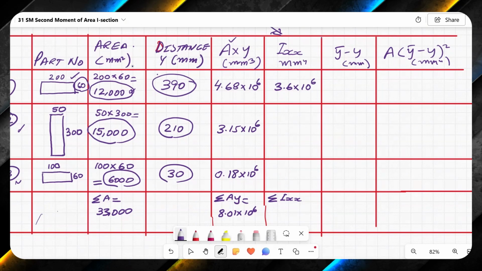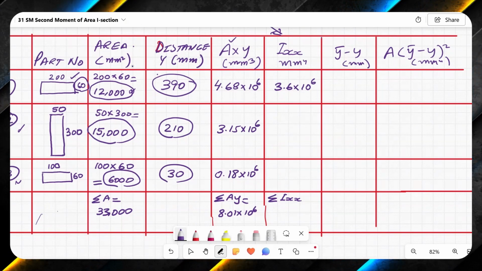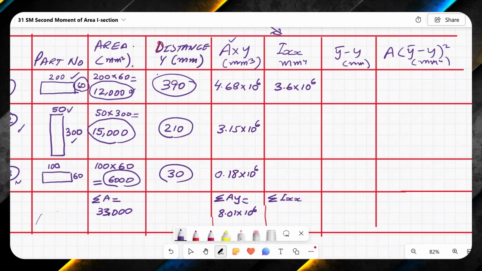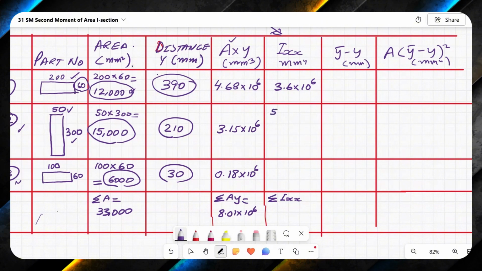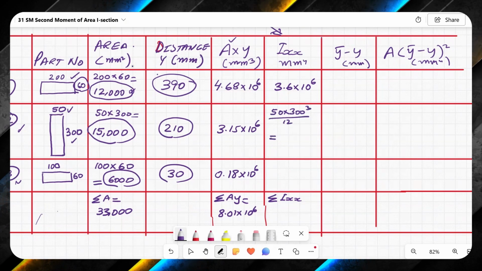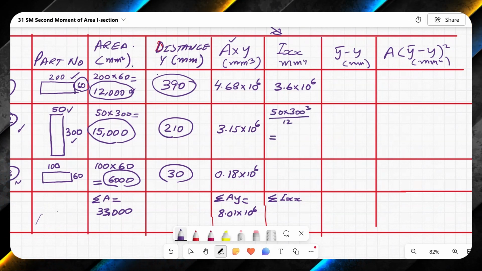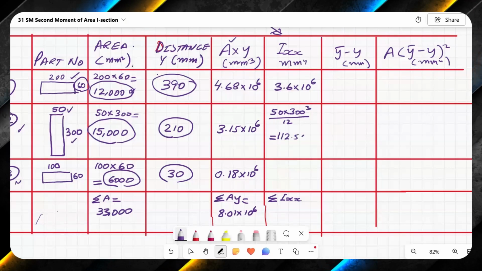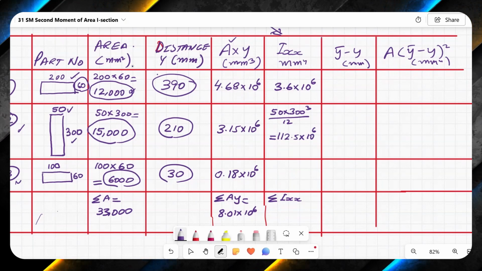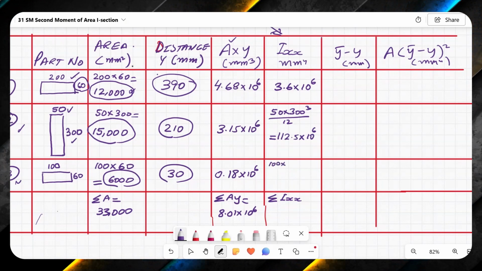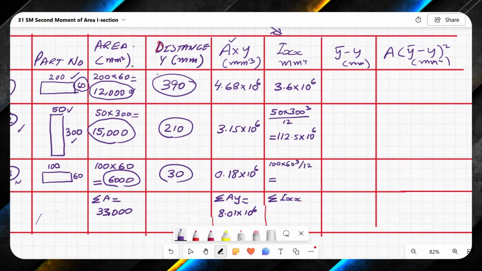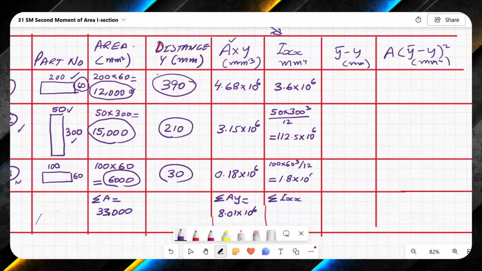And I'm using the same logic. And here B is 50 and D is 300. So BD cube over 12. It means that 50 times 300 cube over 12. And the value which I'm getting is 112.5 into 10 raised 6. And finally, for third one, it's very simple. 100 into 60 cube divided by 12. And I'm getting here 1.8 into 10 raised 6.